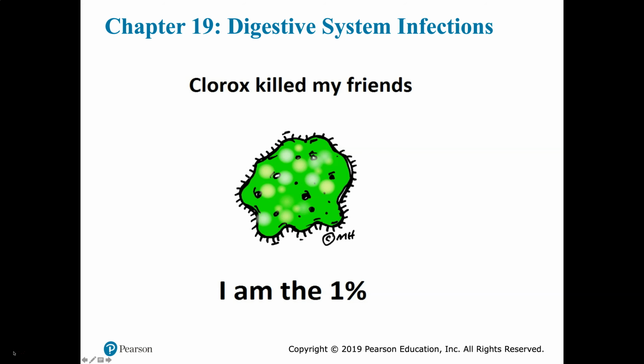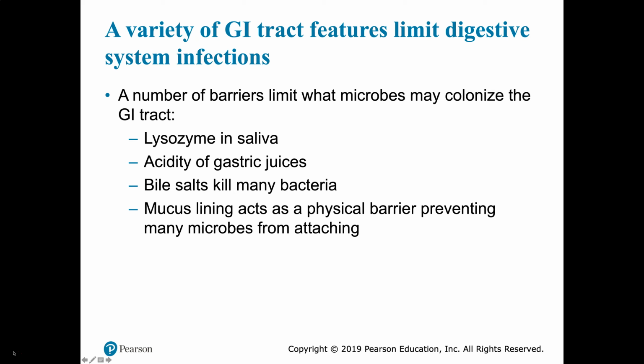All right, so let's start off with the GI tract in general. The GI tract consists of a lot of organs, from your mouth to your stomach and the small intestine, large intestine, and everything in between. And there's a lot of ways that our GI tract limits digestive system infections.